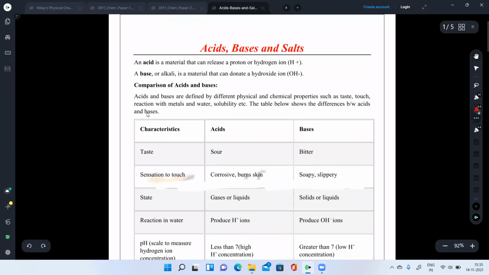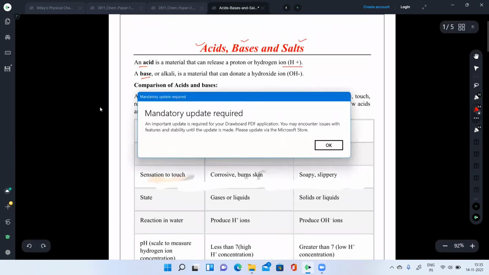So first of all, we'll discuss acids, bases, and salts. But what is an acid? What is a base? Acid means which has the ability to donate a proton.